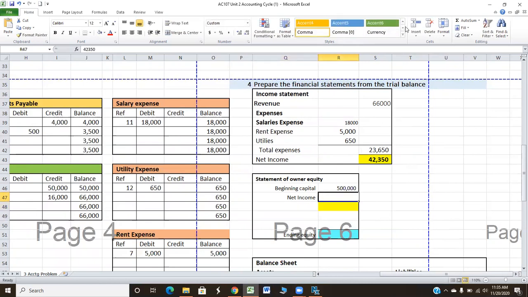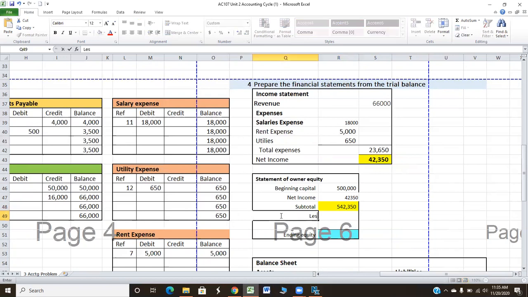It's invisible again. So again, just come up here. It shouldn't be like that. 42,350. Then you're going to do a subtotal. So you're going to show currently where you stand. So with your net income plus beginning capital, you're at 542,350.